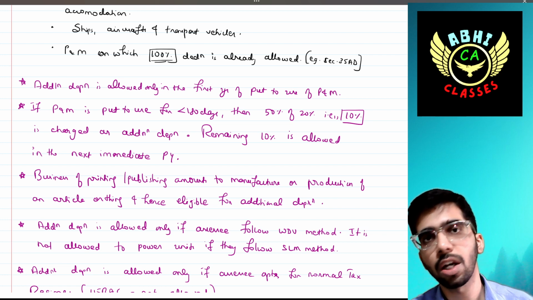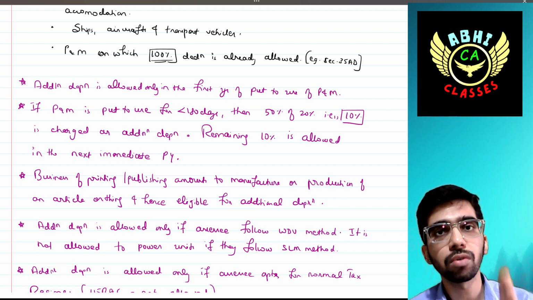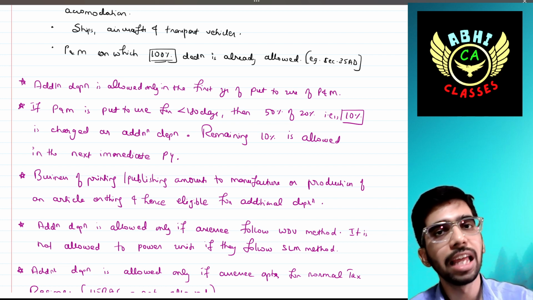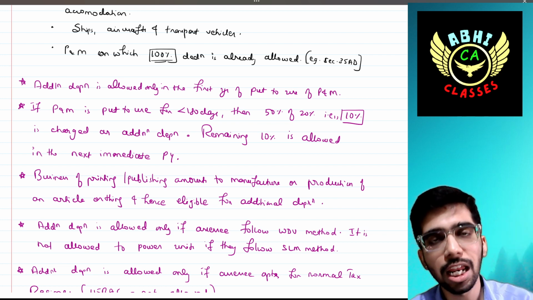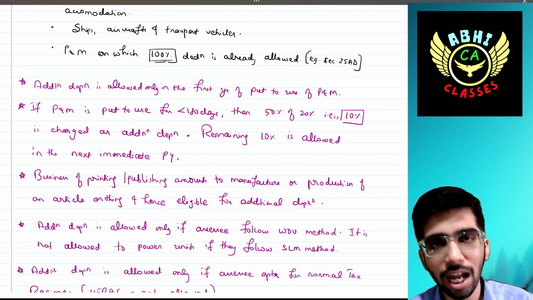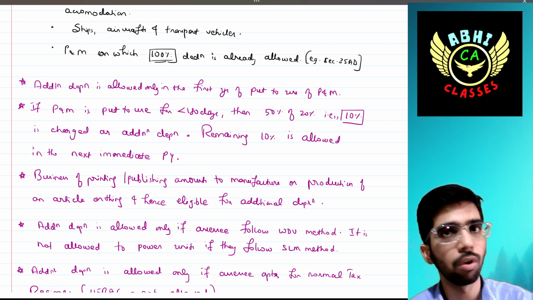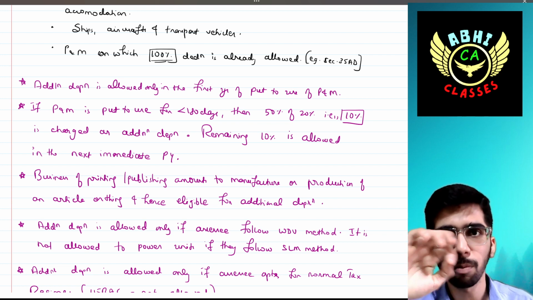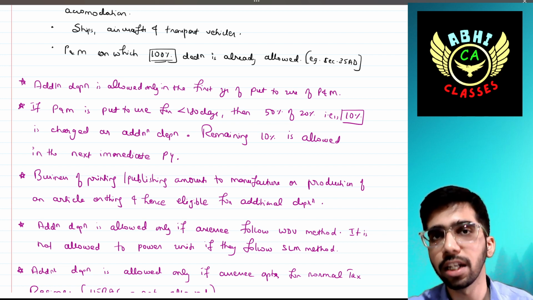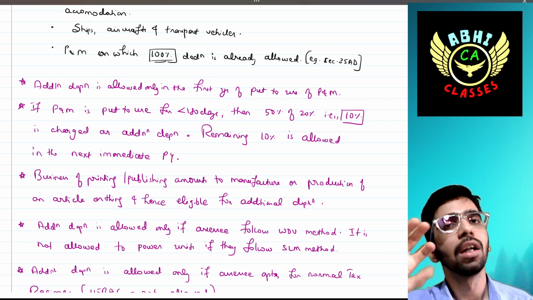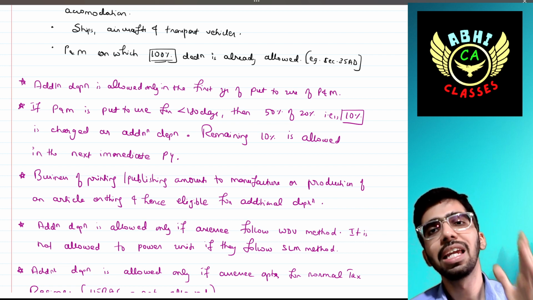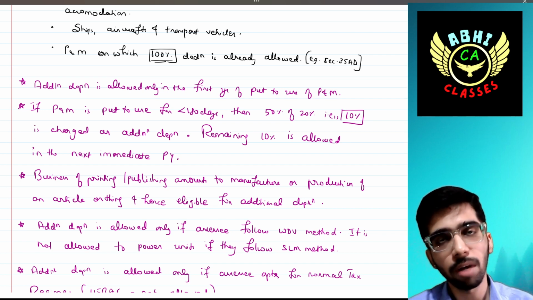Okay, this is an extra point. Otherwise, if the asset is put to use for 180 days or more than 180 days, then the entire 20% can be claimed as additional depreciation in the first year only. Only in this exceptional case, where the asset is put to use for less than 180 days, can the balance 10% be claimed in the upcoming year, the balance 50%.